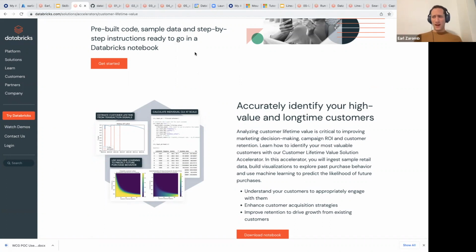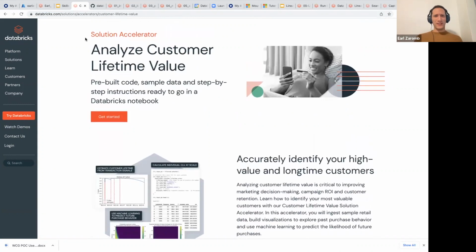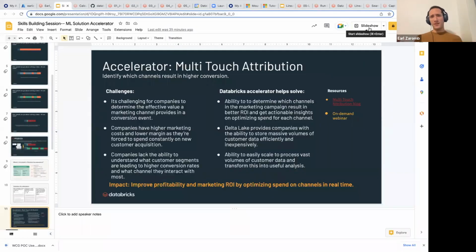So that's a high level introduction to the solution accelerators that we offer. I wanted to focus on a single example and walk you through it from beginning to end, how it works, just so you can get an idea, because these solution accelerators are not like an academic article telling you how to do things. We're really trying to make it very actionable.